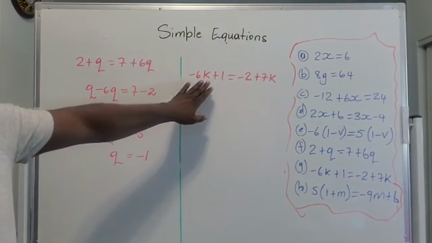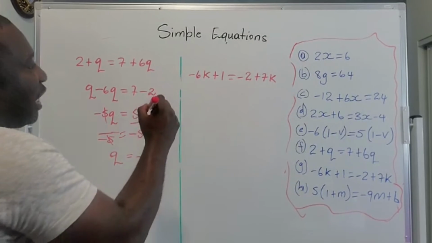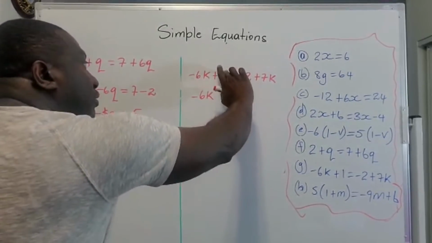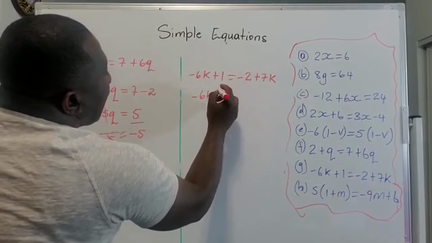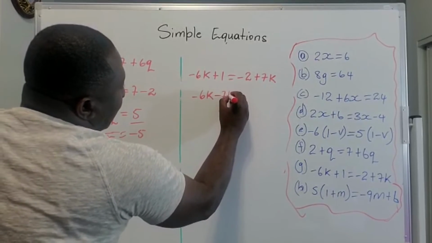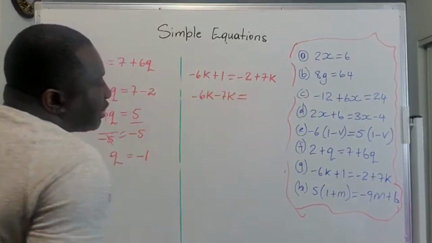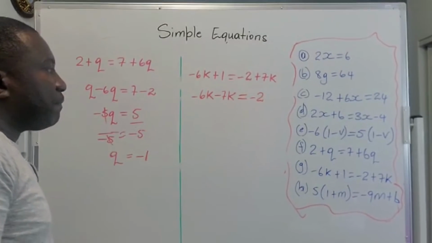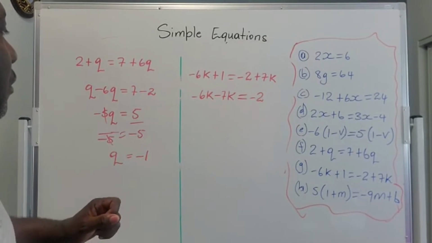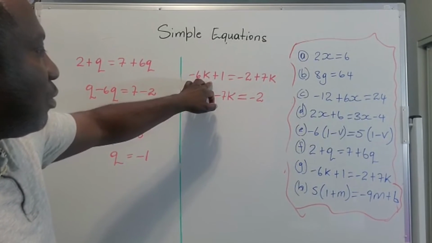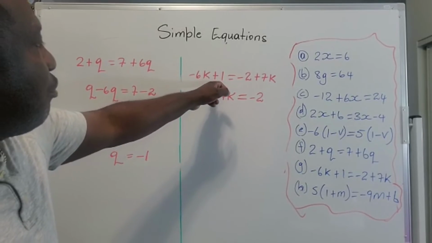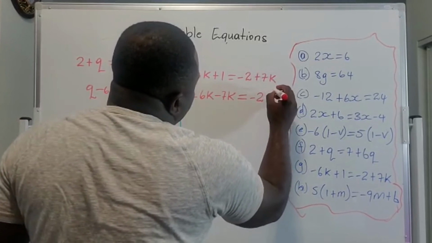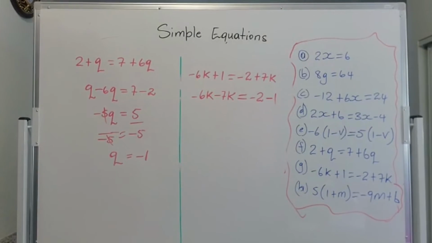Okay guys, I'm gonna maintain my letters on this side. Negative 6k. I could bring across the 7k, so to speak, and change the sign. Negative 7k. Place back my equal sign. No need to change the sign of my negative 2. And now I need to bring my 1 across, which is gonna give us negative 1.